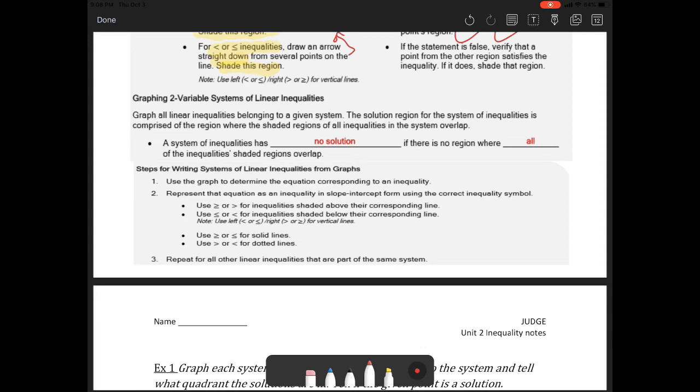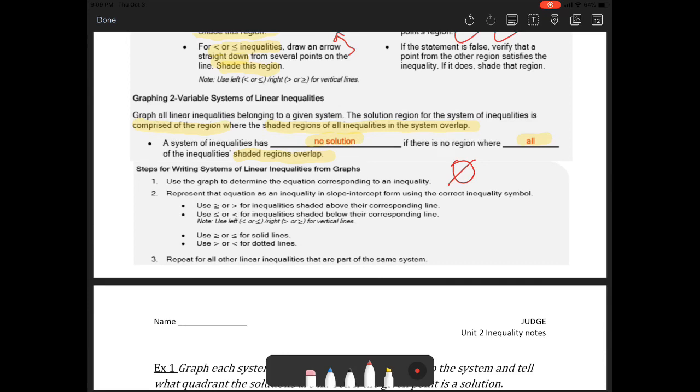Okay, so there's a two-variable system of equations. It's not going to be as much of what we need again, but it's talking about when we have no solution or if we have multiple solutions. So graph all linear inequalities belonging to a given system. The solution region for the system of inequalities is comprised of the region where the shaded areas of all the inequalities overlap. So you'll see that in just a minute. We're going to have a lot of systems overlapping, and that's where I'm going to be doing different colors. So a system of inequalities has no solutions if there's no region where all of the inequality shaded regions overlap. So that's when we're going to have our no solution, is when there's no areas that overlap.